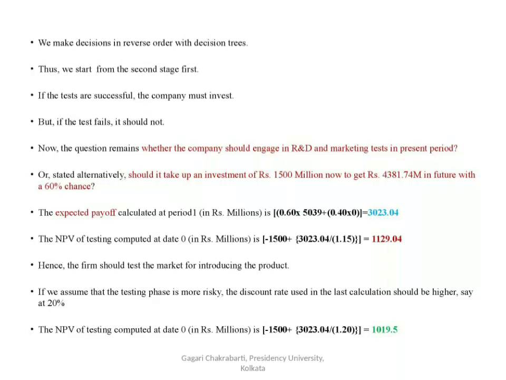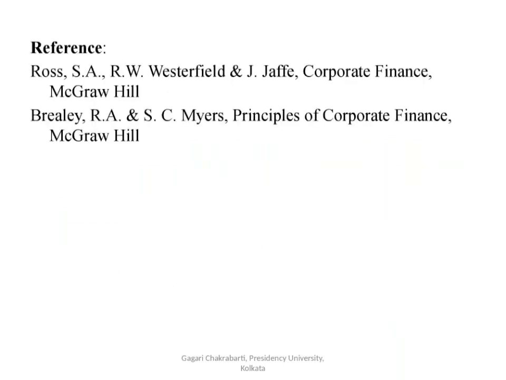Now there is one problem with this type of analysis. Here we are assuming that the discount rates are the same, so that the two phases are equally risky. But the testing phase may be more risky, so that the discount rate may be higher for the testing phase. Now we have done that using a higher discount rate, say 20%, but the NPV is still positive. Therefore, using this decision tree, we can explain how the firms could go for the investment strategies and how the sequences may be explained. So, I hope the things are clear.